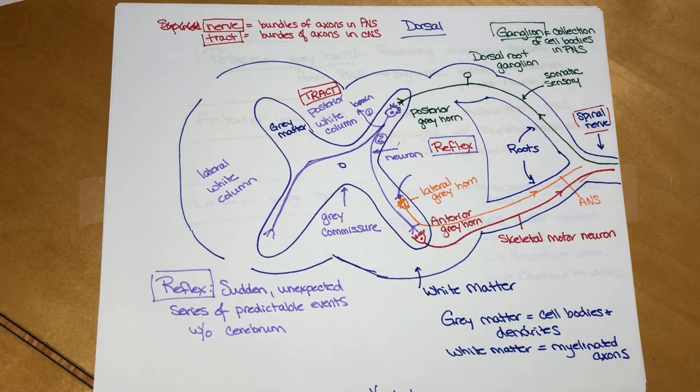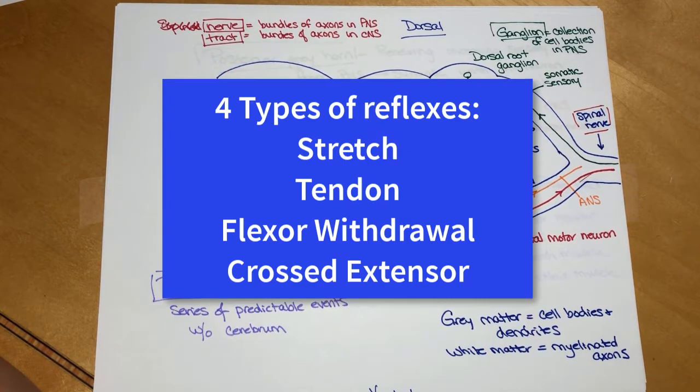So there are 4 different types of reflexes and we're going to go through them. They are known as stretch, tendon, flexor withdrawal, and crossed extensor. So those are the ones that you're going to be required to know.